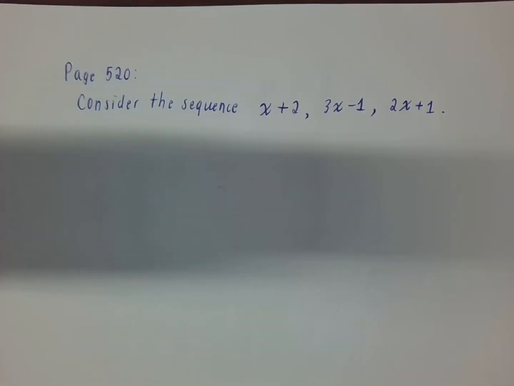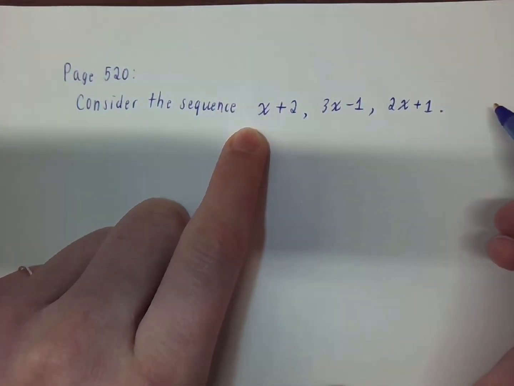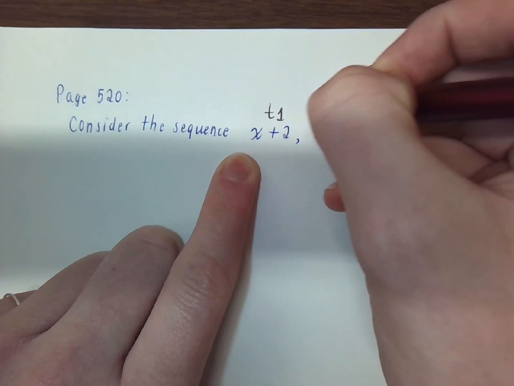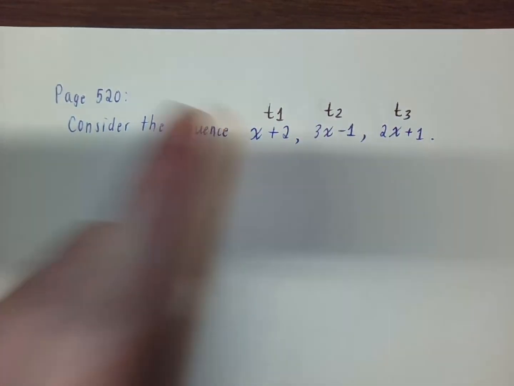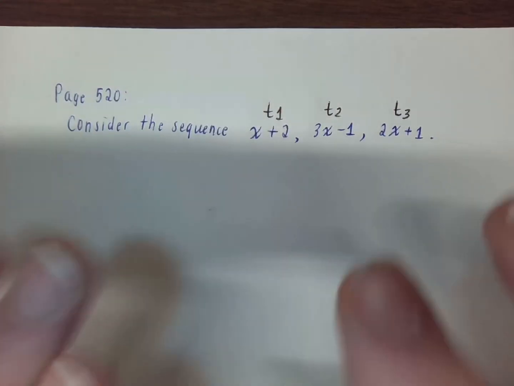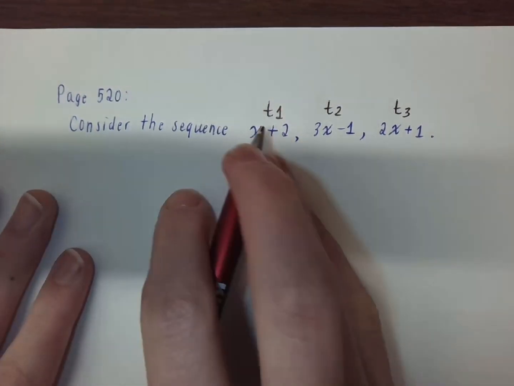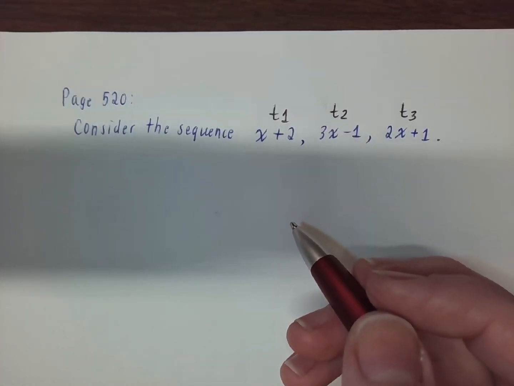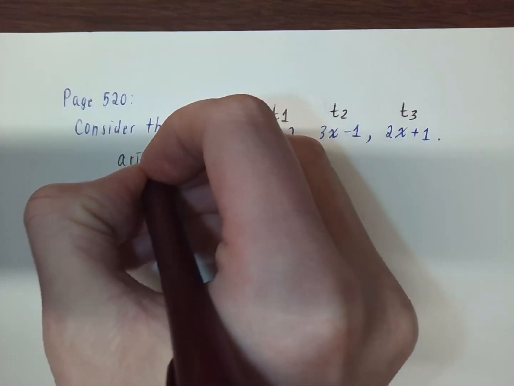Okay, so here's a question from page 520. It's saying consider this sequence. It doesn't actually have a label in the problem, so I'm going to call this T1, T2, T3, because that helps me. It's just 3 terms. And they're telling us that this is going to be an arithmetic sequence.